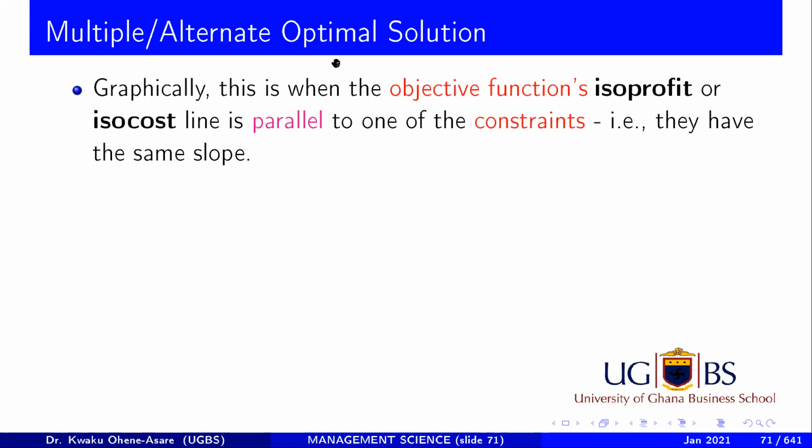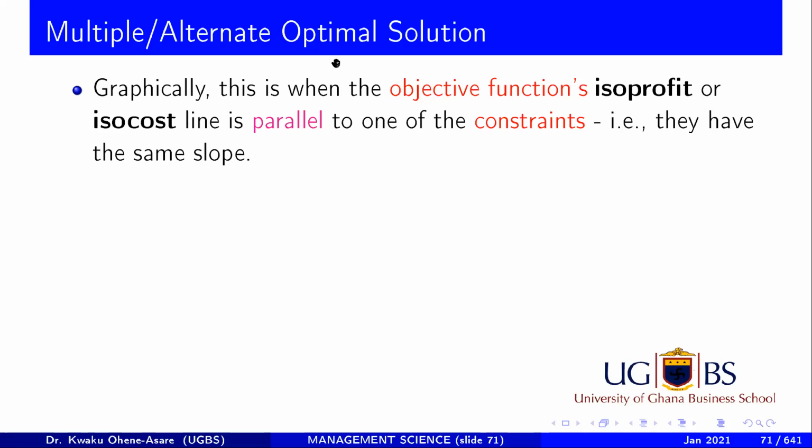In reality, the objective function will always be parallel to one of the constraints. This is the easiest way to understand multiple optimal solution. The objective function that you have will be parallel to one of the constraints. You might remember that when you are trying to find the graphical solution, you have an isoprofit line, an imaginary isoprofit line, which you create yourself. And we learned how to create it.